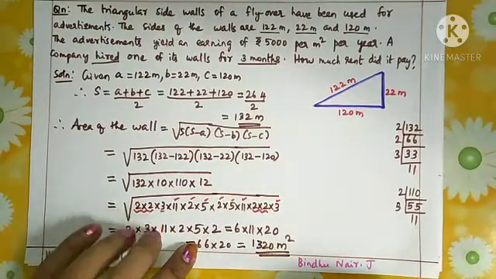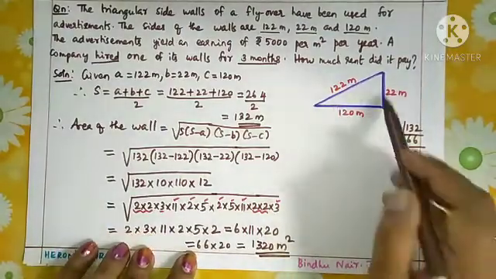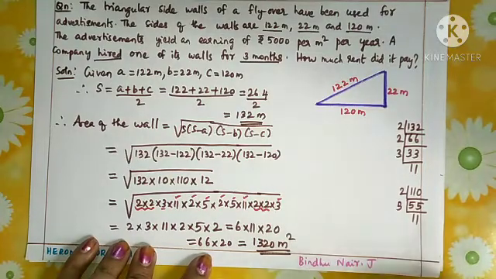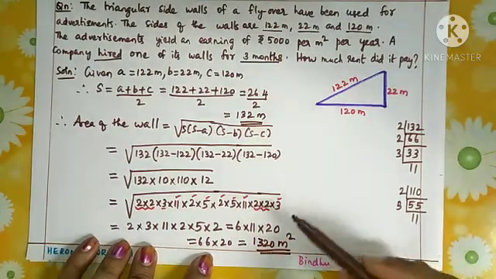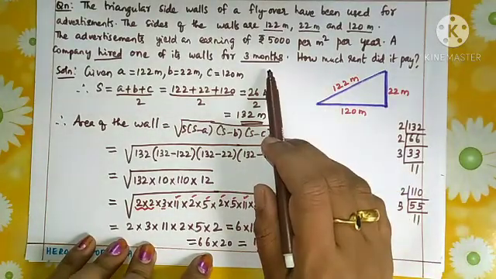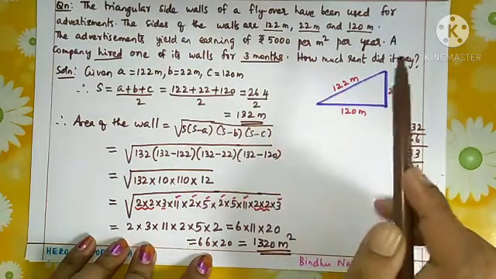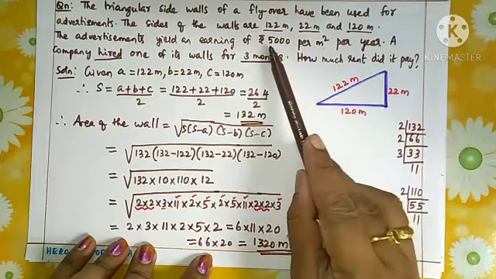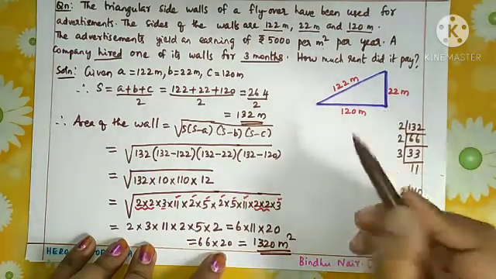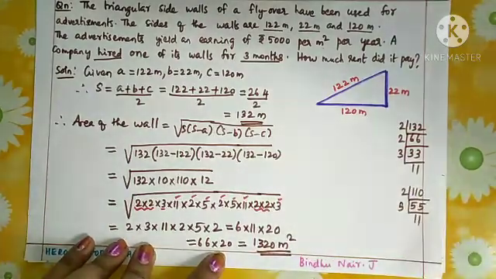We found out the area of the wall. So area of the wall we found out 1320 meter square. Now we want to find out the total cost for how many months? 3 months. And what is given? Rupees 5,000 for 1 year. Okay. For per meter square, and 1 year the cost is rupees 5,000. Understand? So that only we are going to do next.